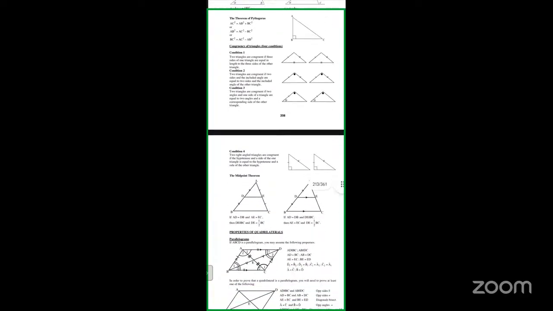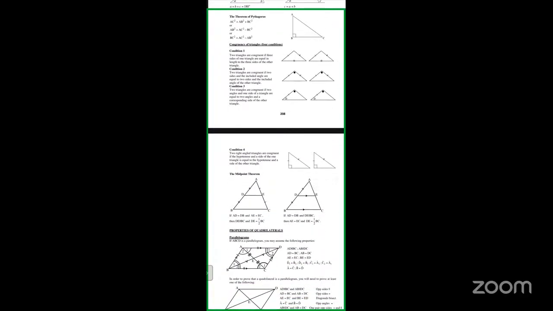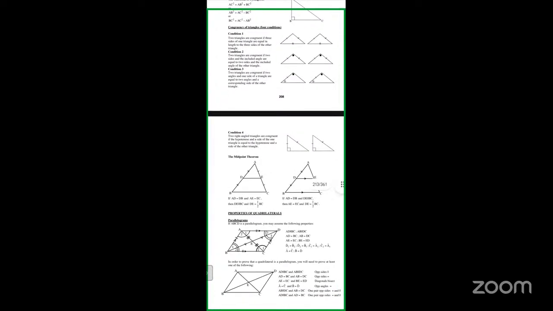Then we can move to congruency of triangles with 4 conditions. Condition 1 says the first 2 triangles that we are seeing are congruent if 3 sides of those triangles are equal. That's where we're going to use side. Condition 2: two triangles are congruent if 2 sides of those triangles are equal and 1 angle on those triangles is equal. Meaning it's going to be side.